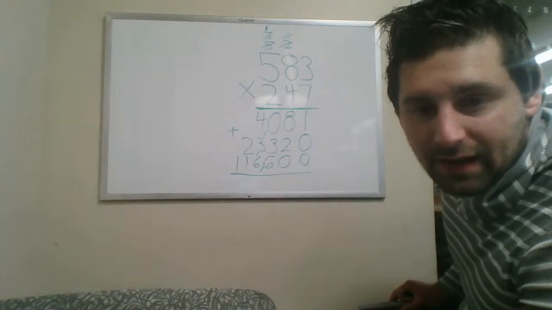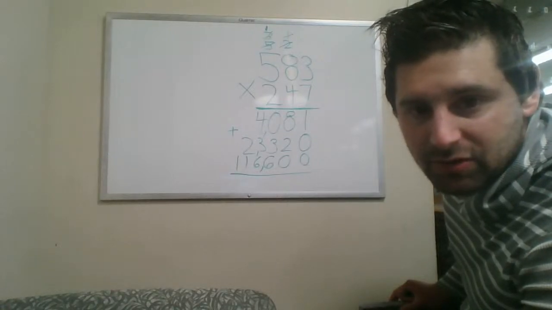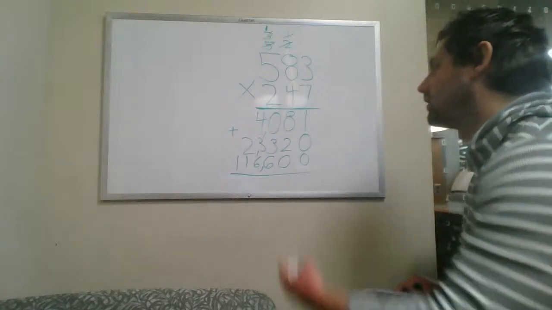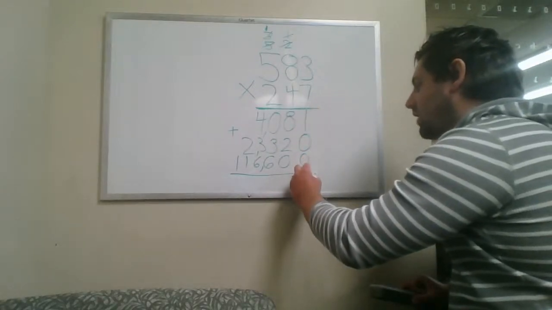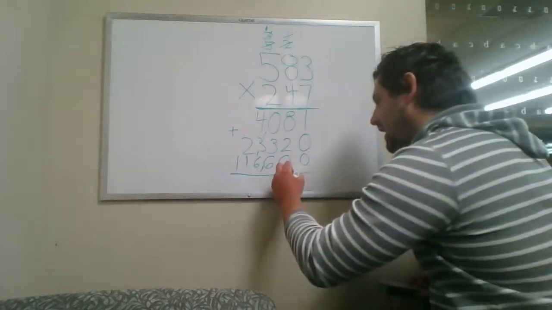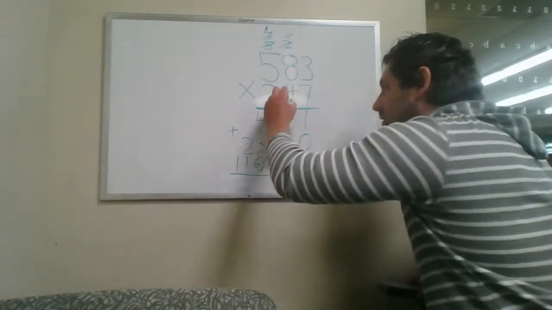Now to get our final answer, we simply need to add these three numbers together. So 1 plus 0 equals 1. 8 plus 2 plus 0 equals 10. 0 carry the 1.